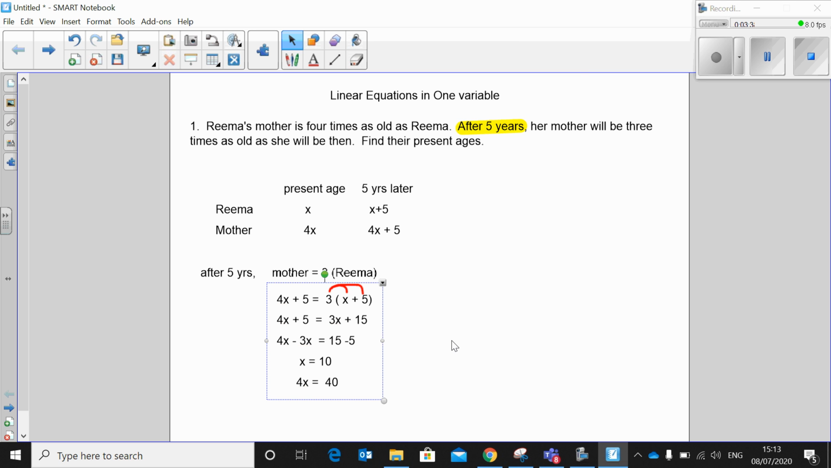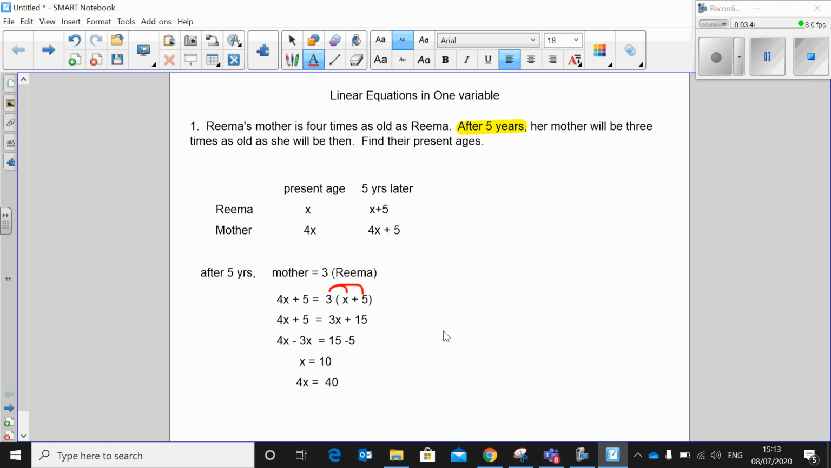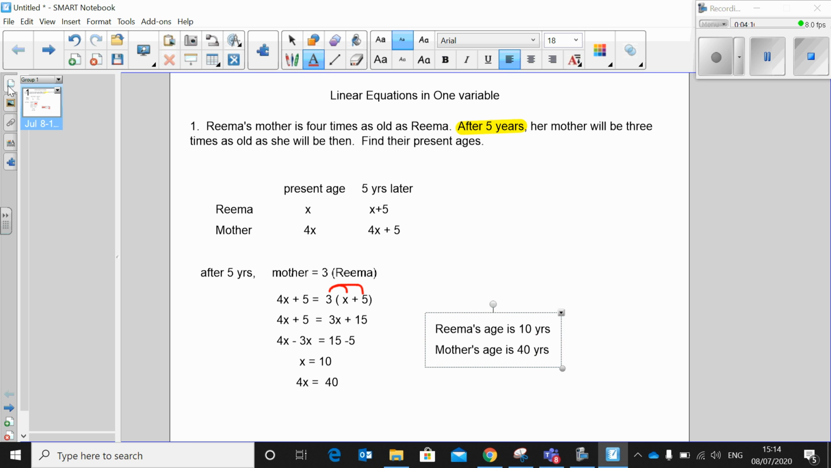Right. Now tell me, what are Rima's age and her mother's age? Rima is 10 years old and her mother is 40 years old. That's it. How simple it is! Once again, always remember: the first statement we use to frame the table. Then the second statement, after 5 years, what is the relation? It will be used for framing an equation. Always follow that step. It will be easier.